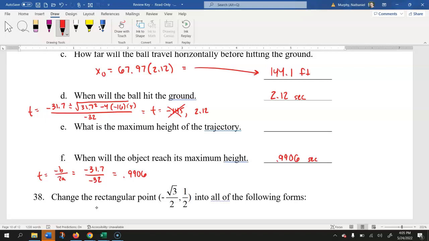So to figure out what the maximum height would be, that's where we're going to use the formula for the vertical distance. So we're going to take negative 16 times our value for t squared plus 31.7 times our value for t plus 5. When you do that, you get your answer of 20.7, so it's 20.7 feet is the maximum height.